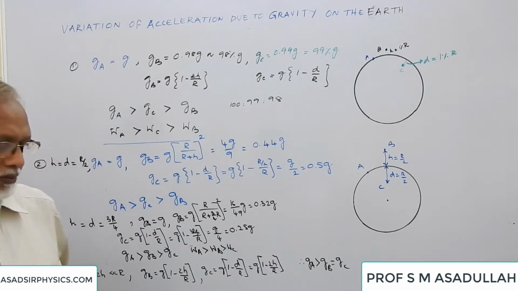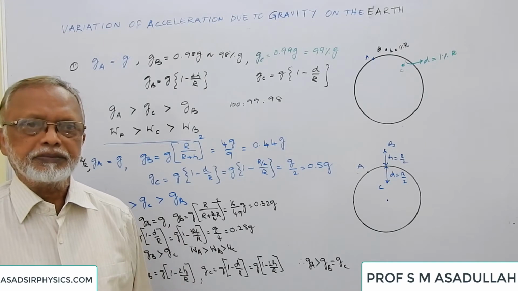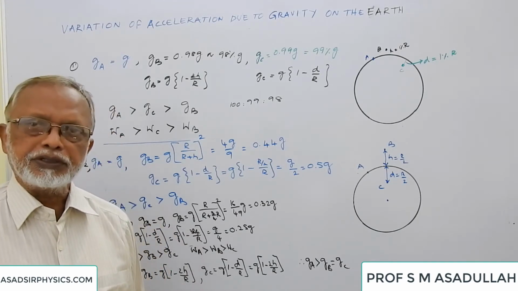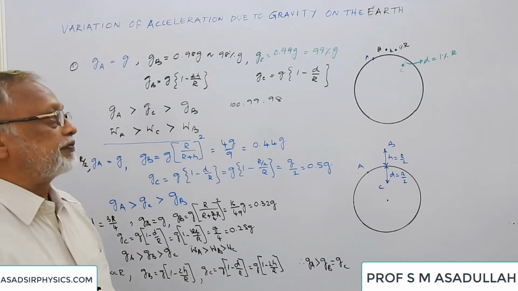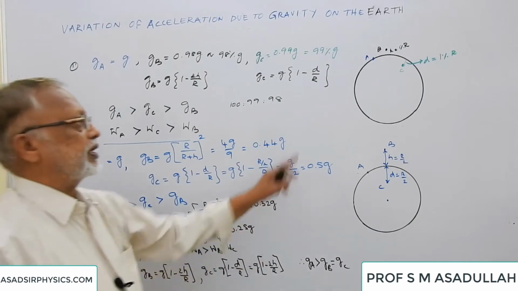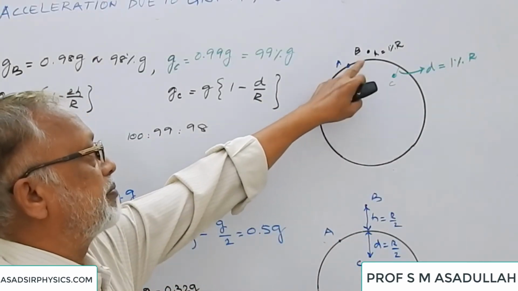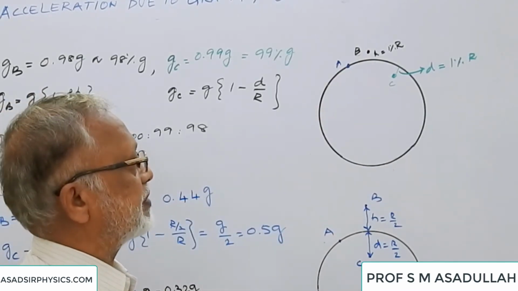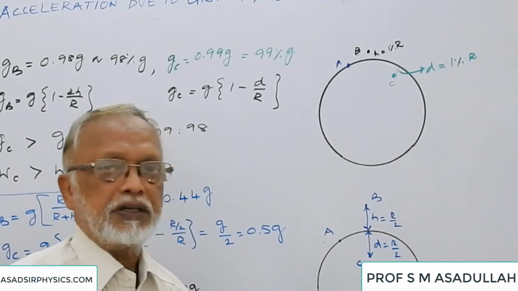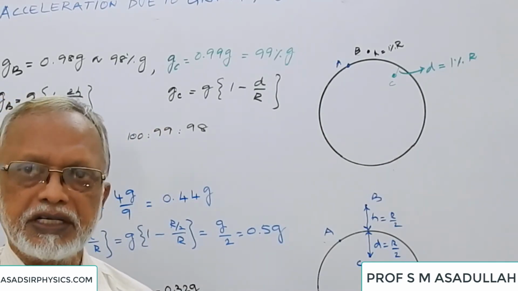Now let us consider some simple problems involving height above the surface of the earth and depth below the surface of the earth. To start with, in the first problem, we have three positions A, B and C. A is on the surface of the earth, B is at a height 1% of the radius of the earth, and C is at a depth 1% of the radius of the earth. Now we want to find the order in which their accelerations due to gravity change.